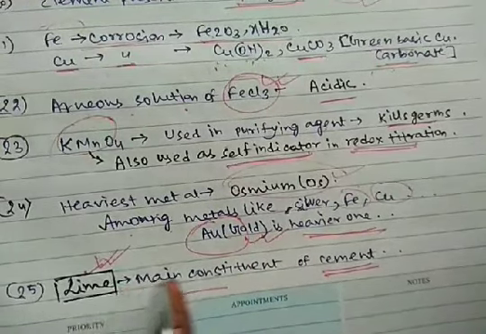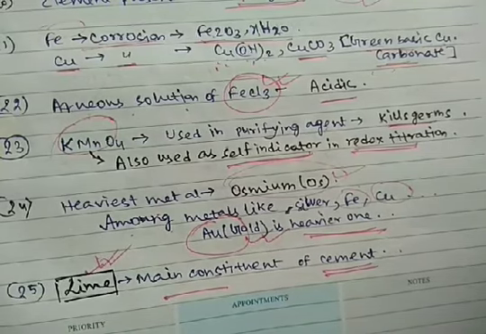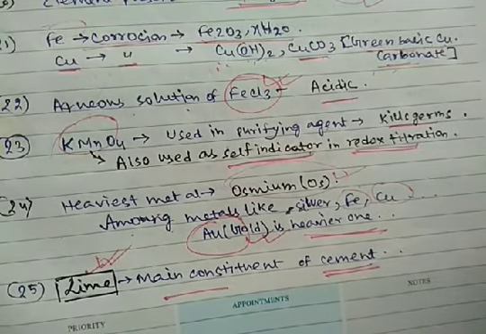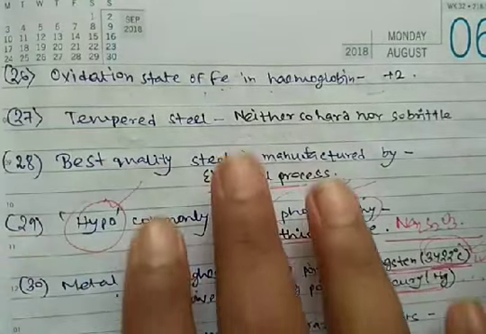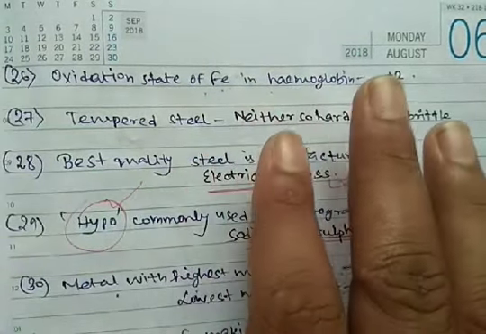Lime is the main constituent of cement. Coming to the next one, the oxidation state of iron in hemoglobin, that is +2.